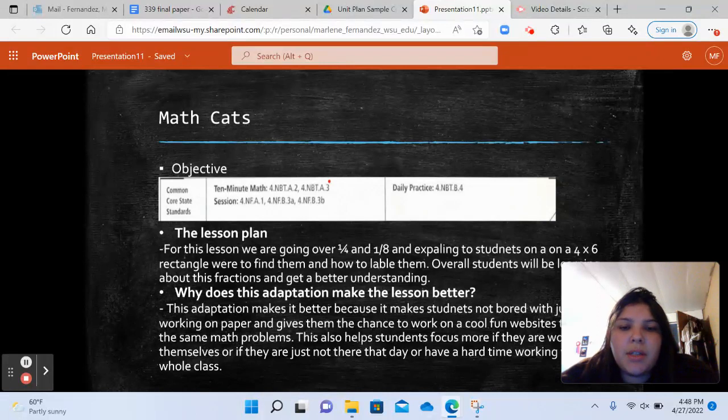So how does this adaptation make the lesson better? This app is interesting because it has little images and little animations of cats. If you have a student that's very interested in cats, they could focus more on this. I guess animals too, but this just makes students engaged. It also gives students a visual.